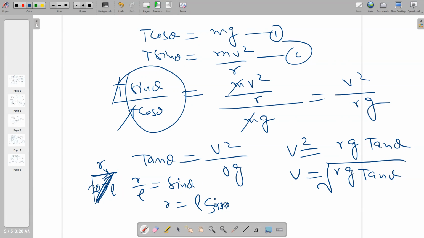So v is equal to the square root of L sine theta multiplied by g tan theta. So this is your v value. Here you can see the value of v depends on the length and the theta. g is constant, it's 9.8. So in this way, you can find the value of v of the conical pendulum. So this is the formula for the conical pendulum.